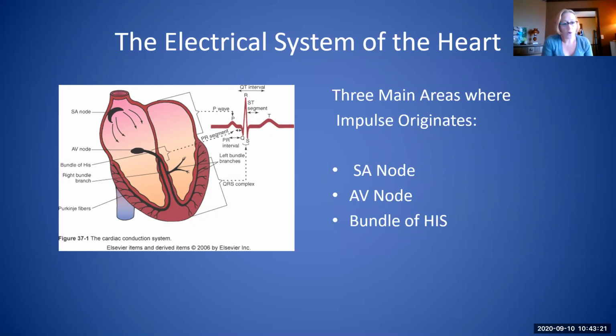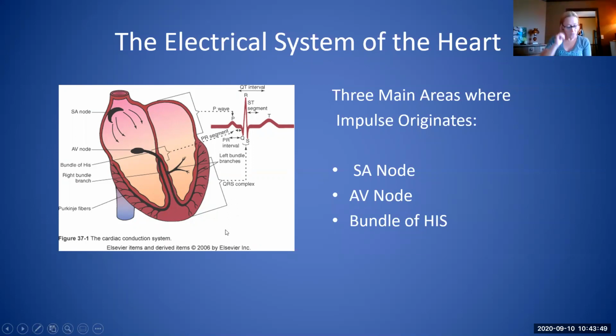So the SA node, as you can see there, is located right here. What is this chamber of the heart? Right atrium, yeah. So that's our right atrium. The SA node sits in the right atrium. Then those impulses go through the SA node, go to the AV node, and then down through the bundle of His, which then goes to our ventricles.